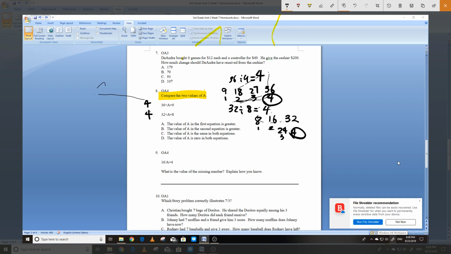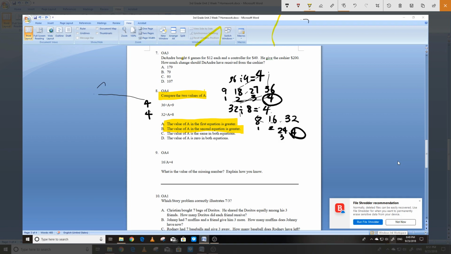A says the value of A in the first equation is greater. Is that true? Is the value in the first equation greater than the second one? Since 4 and 4 are the same, A is wrong. How about B? The value of A in the second equation is greater. Well, if the first one is not greater than the second one, because they're the same, the second one can't be greater either, right? That doesn't make sense.